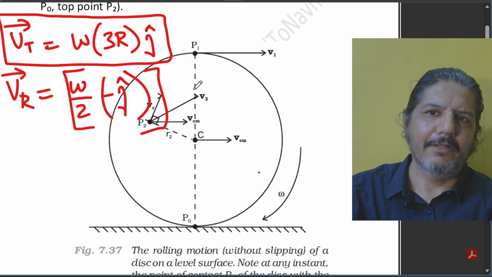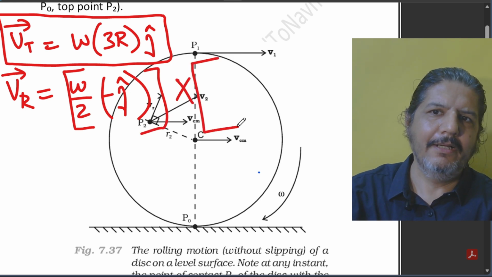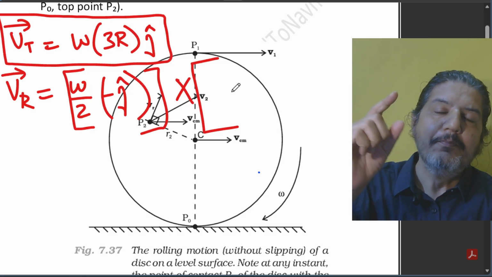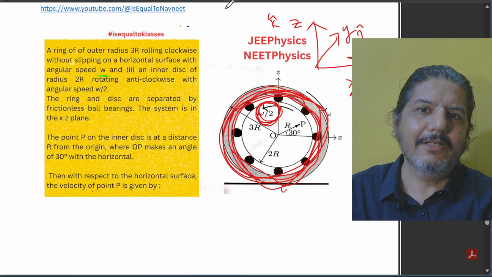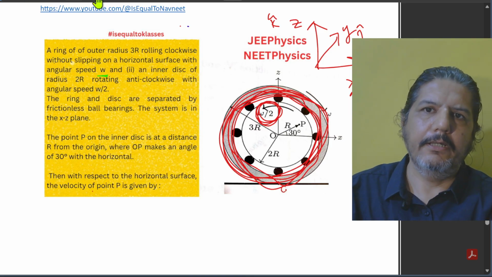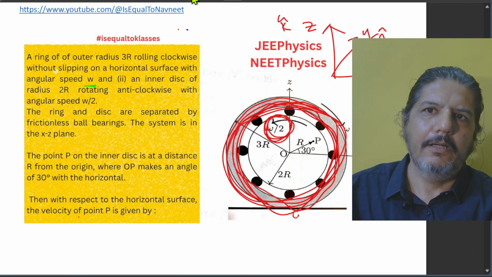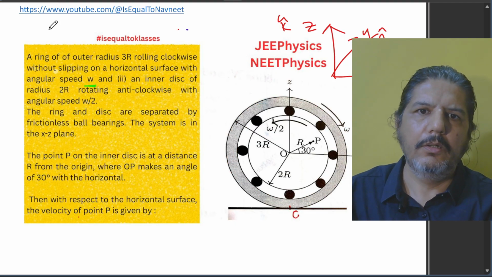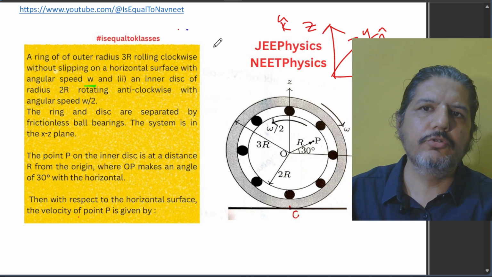This is the omega part, and then the cross product by the radial position vector. The position vector is decided by, if I try to zoom it, the position vector would be shown something like this.